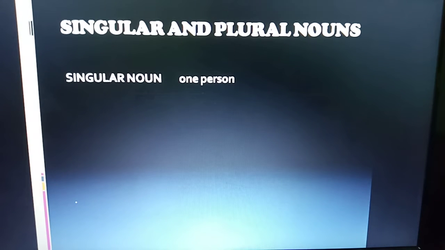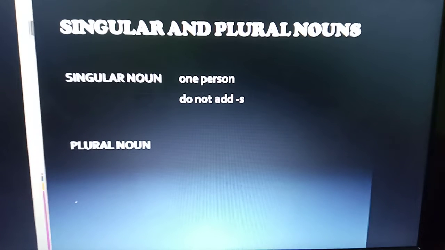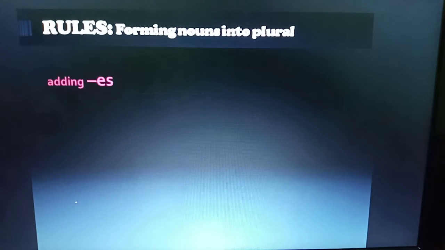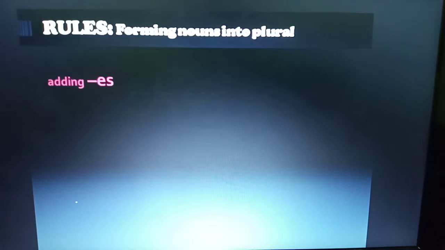A singular noun, we are talking about one person. So we do not add s here. Whereas plural noun, we are talking more than one person. So through this, we add s or es to make a noun plural. So these are rules in forming nouns into plural.